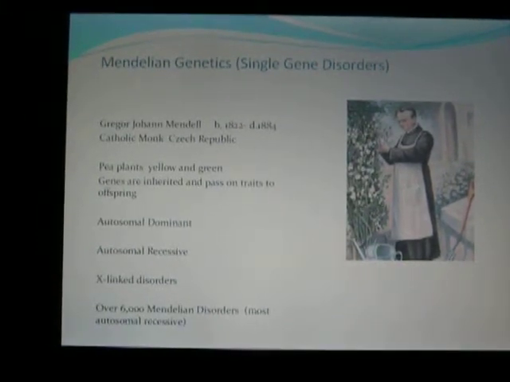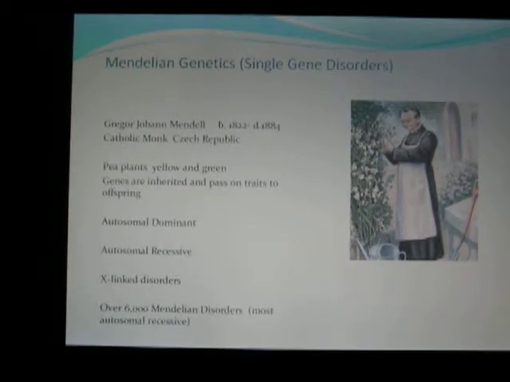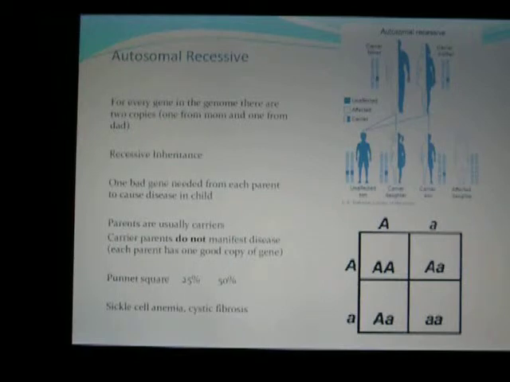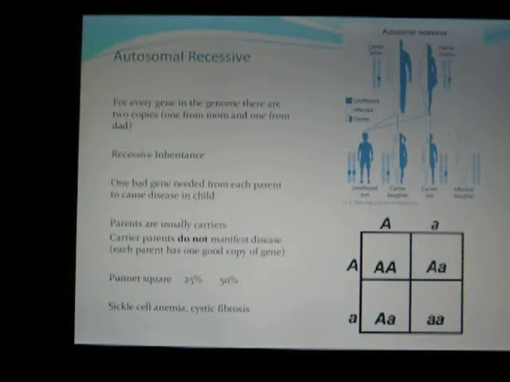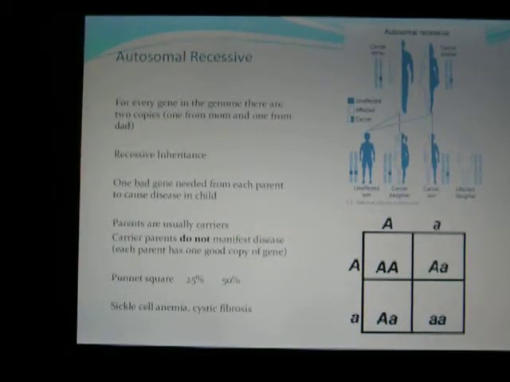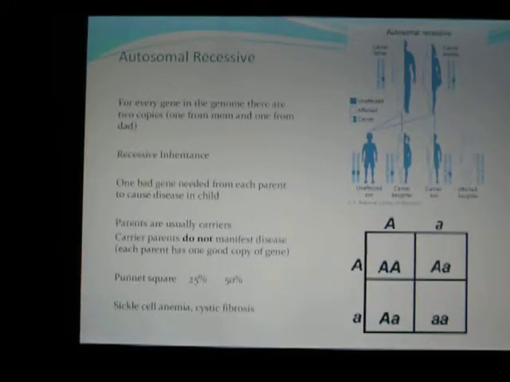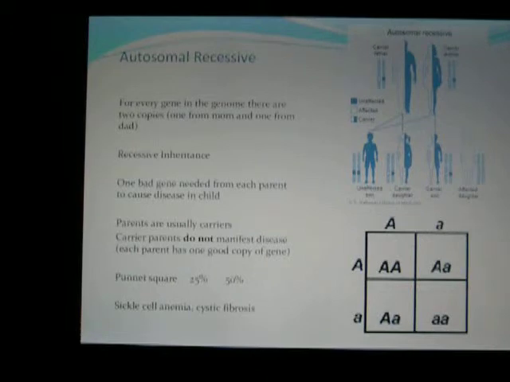So we were talking about genes and single gene disorders, or Mendelian disorders. With Mendelian disorders, you have autosomal recessive and autosomal dominant. Autosomal recessive is where you need two bad copies of a gene to get the disease. Both parents can be completely healthy and active.